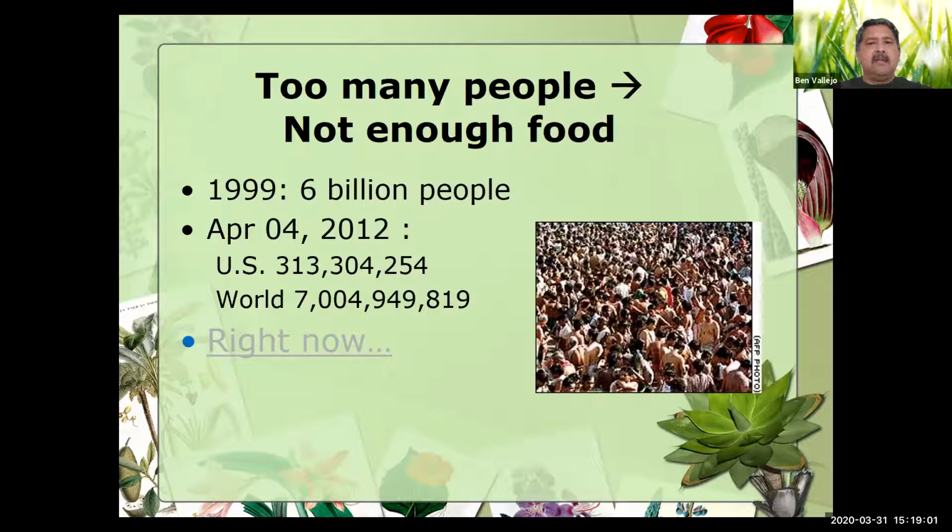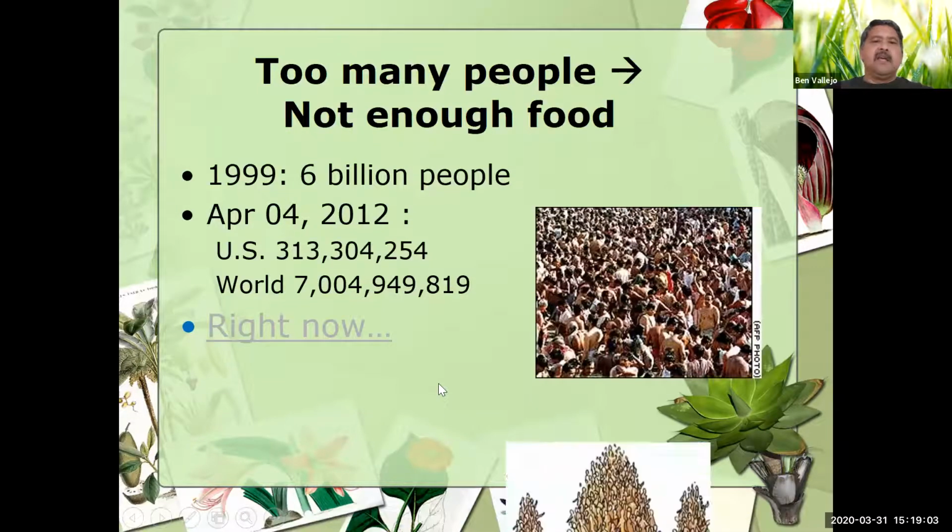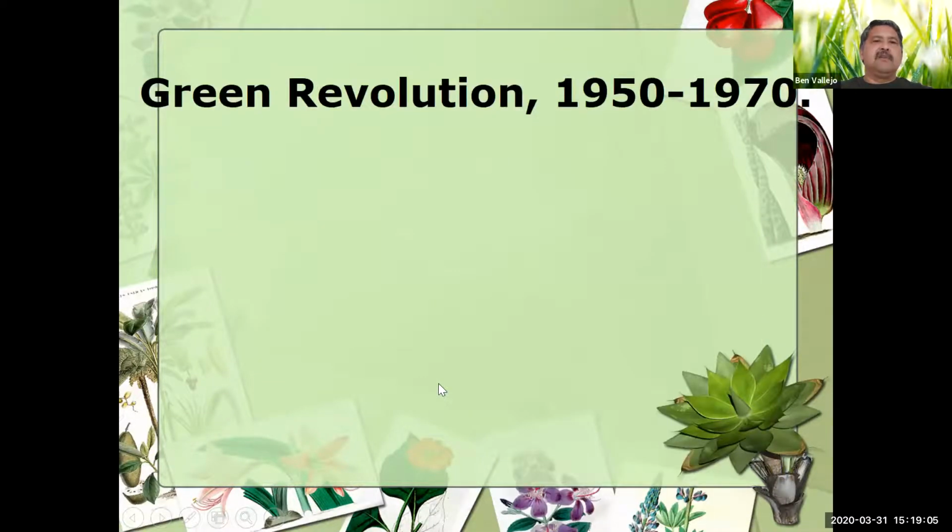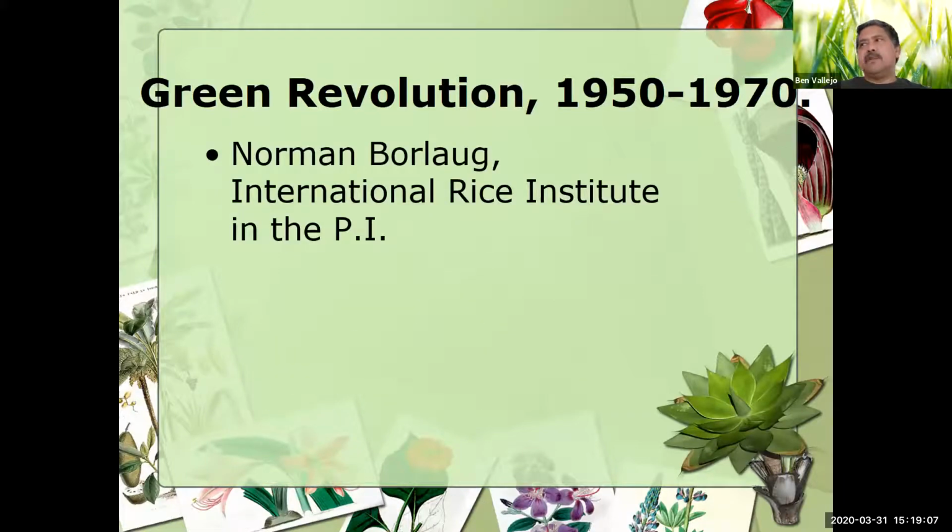So let's go back and take a look at the history of agriculture. The 1950s to 1970s, known as the Green Revolution, was an important event. Norman Borlaug of the International Rice Institute in the Philippines.